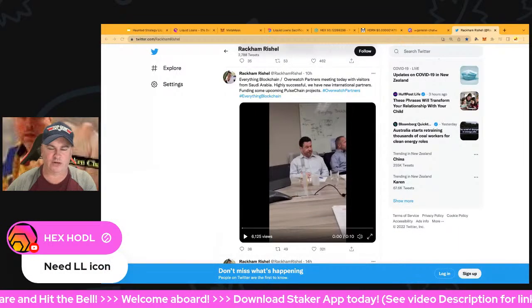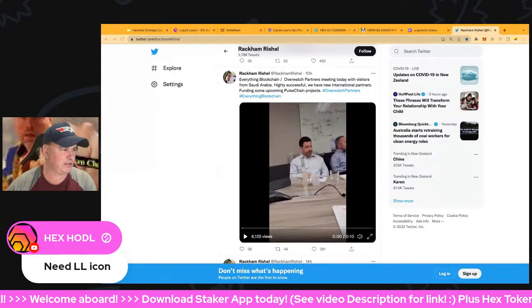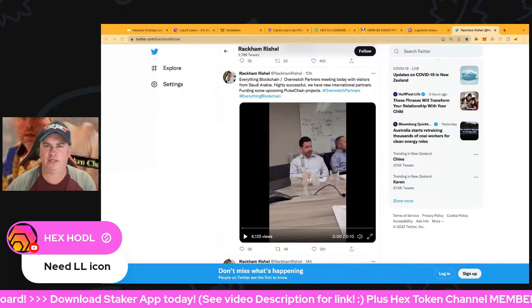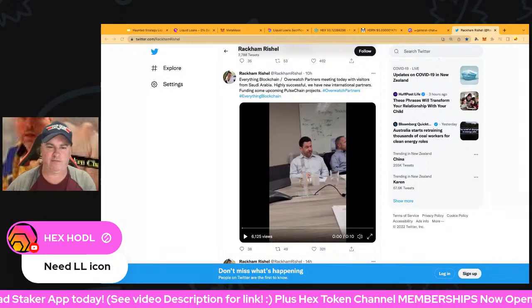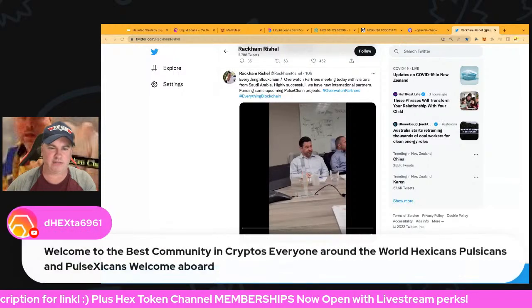Need liquid loans icon. Says, we have got a liquid loans icon. Actually, no, I switched it out, Hex Token. There was a liquid loans. I've switched that one out for a while. That's in the wild card, so we'll switch that back in at some stage later.